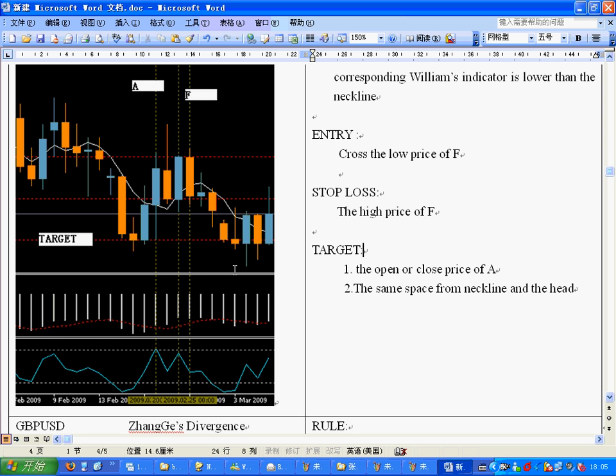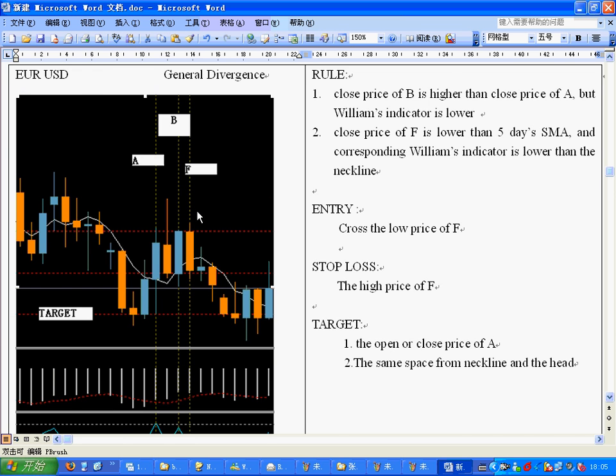The second target is the same space from the neckline to the height. From the neckline to the height, we use the open or close price. We don't use the low or the high price. We just use the open and the close price. Here we use two close prices to describe the space between the neckline and the height, and this is our target. You can see that a few days later it reached our target.